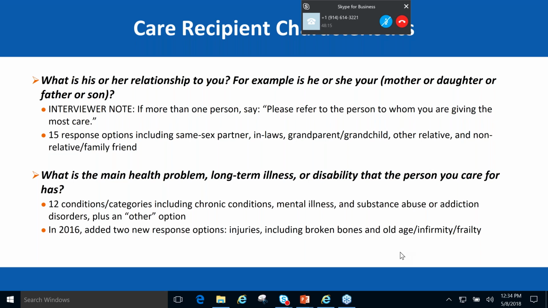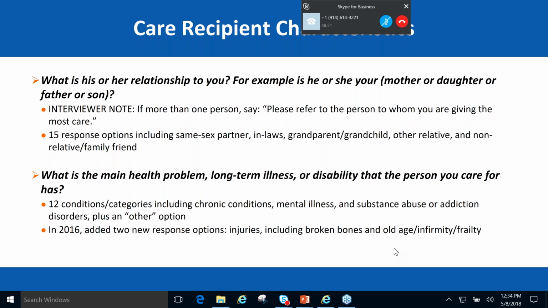So for this relationship question, there are actually 15 different response options. So mother, father are examples. We also ask about people who have a same-sex partner that they're providing care for. We can distinguish parents-in-law from parents. We also have response options that include grandmother and grandchild. And finally, there's an option for another kind of relative and also non-relative. So you can distinguish family from non-family caregiving in the BRFSS data set.